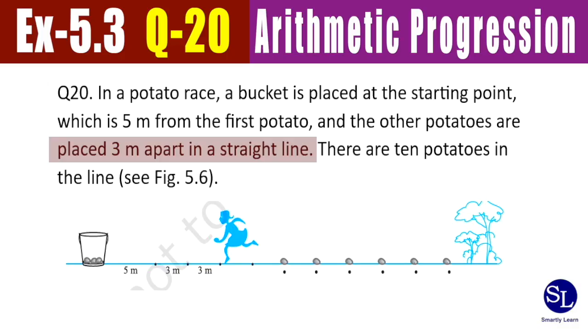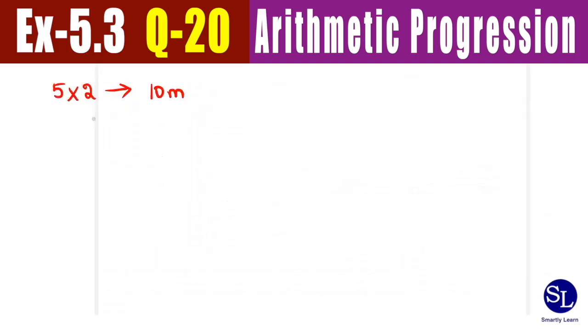Now let's look at the second potato. The gap between the first potato and the next is 3 meters. So essentially a total distance is 8 meters from the bucket: 5 meters from the first point and 3 meters from there. So totally 8 meters from the bucket, and she has to travel to and fro to drop it. So in the next case, 8 meters is traveled twice by her to drop the potato in the bucket. So 8 into 2 is 16 meters.